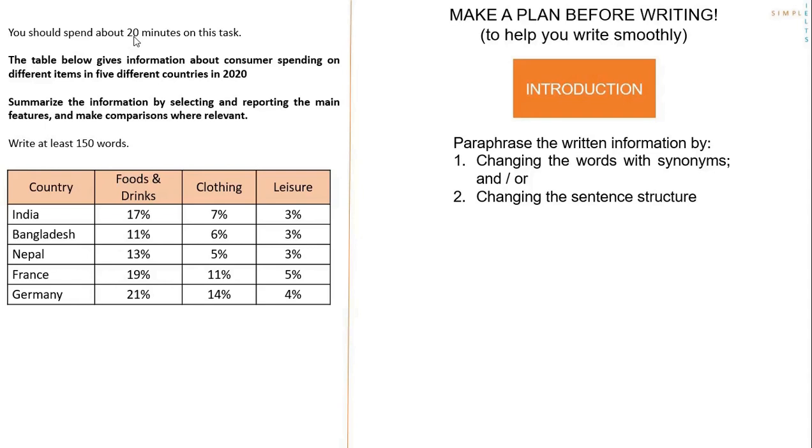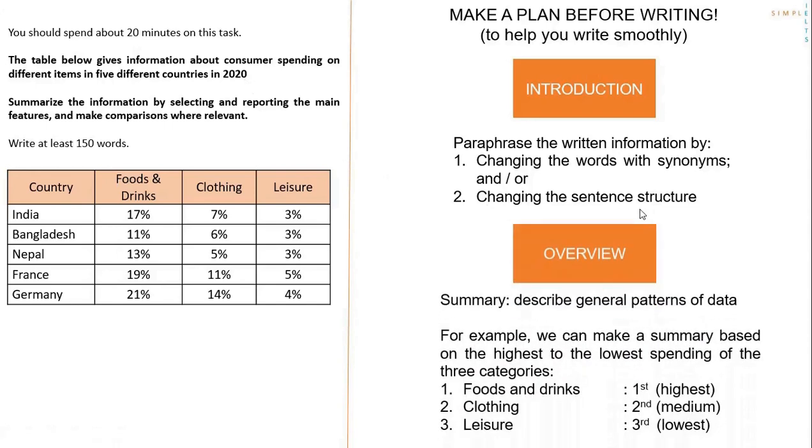For introduction, we can paraphrase the written information by changing the words with synonyms, or with words that have the same meaning as the original text, and or changing the sentence structure. And then in the overview part, we can do that by describing the general patterns of data.